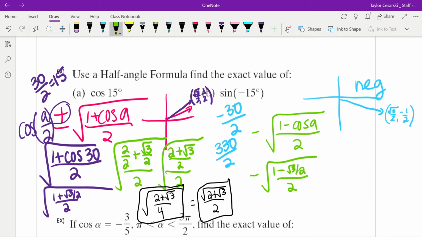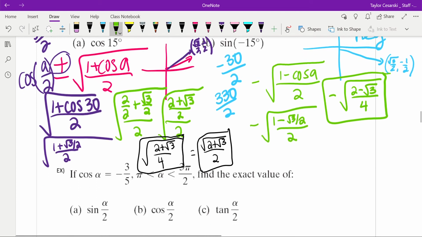So we're going to save ourselves a little bit of the simplifying because we did a lot of the simplifying in part A. So it's going to become negative square root of (2 minus square root of 3) over 4. Because again, it's the same thing, it's just subtracting on the inside and it's negative on the outside. But a lot of the math is going to be similar. Okay? All right, and then this example down here.